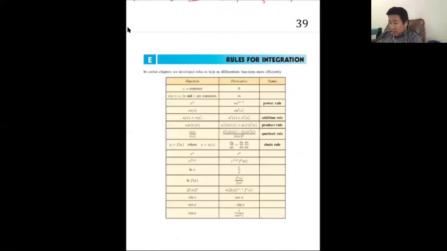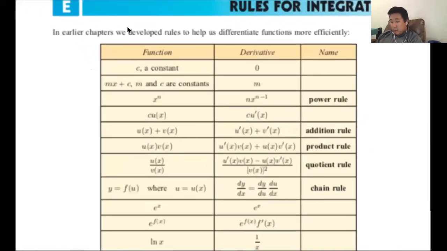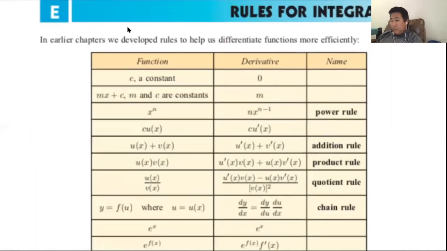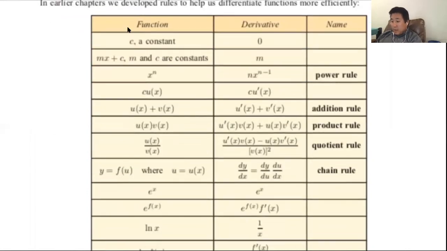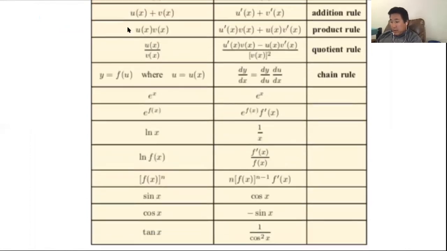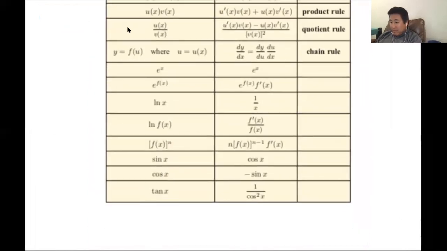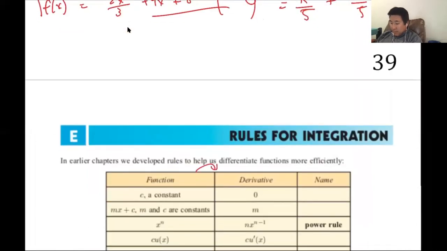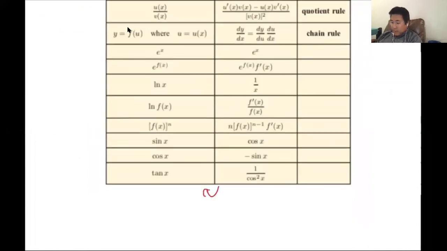So these are all the rules for differentiation. We have a constant, derivative 0, mx plus c, the derivative of mx to the n is n minus 1 times the exponent, constant times the derivative, addition rule, product rule, quotient rule, chain rule, and these are the different ones. So essentially, if you memorize these, this is differentiation. Anti-differentiation is going backwards.